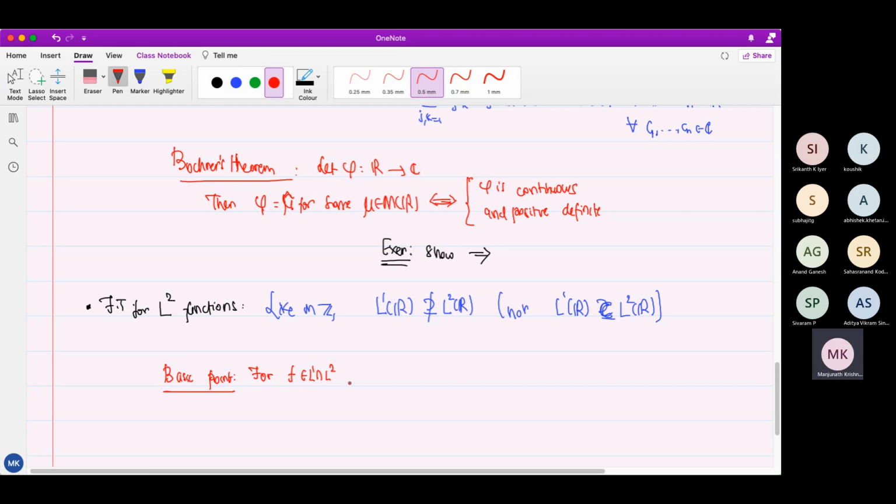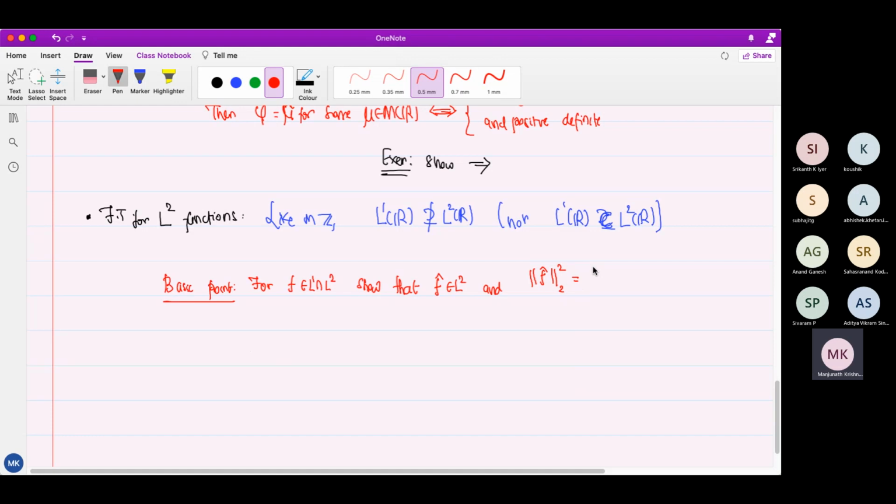For f in L1 intersection L2, show that f hat is now well defined. Show that f hat is an L2 function and its L2 norm squared is, I think, there will be a factor which may be 2 pi squared. So let me try to figure that out.